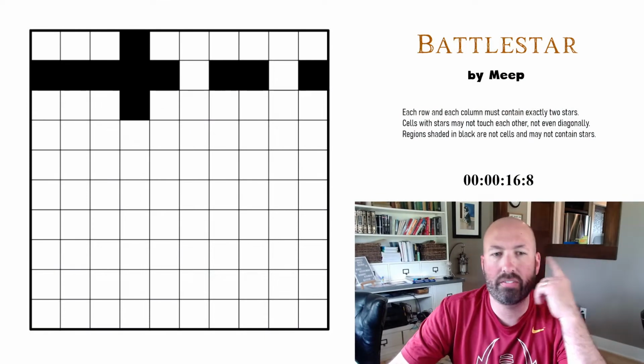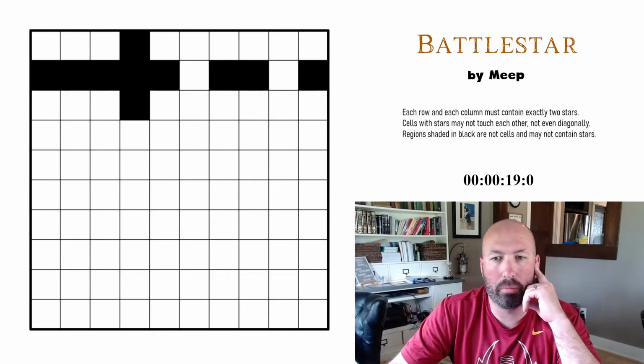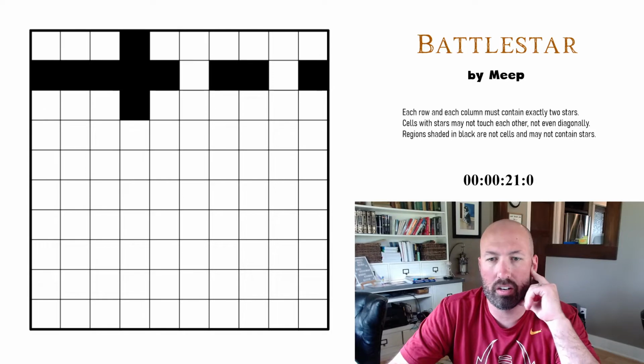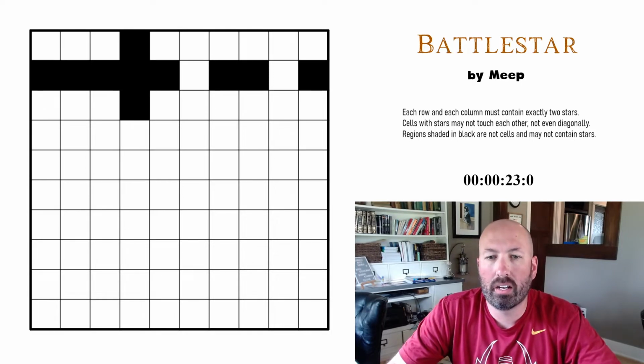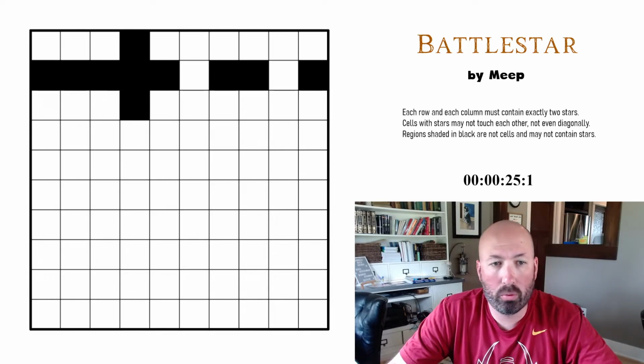Hello. All right, I have something different today. This is not a Sudoku. I'm gonna look at a regionless star battle. So this one caught my attention. I've never actually seen a regionless star battle before. This is called Battlestar by Meep, and it's very simple rules.